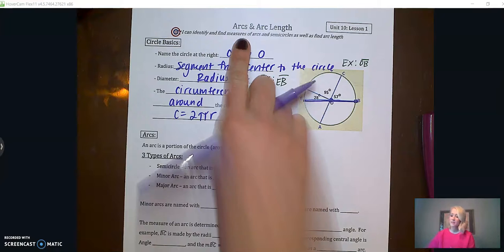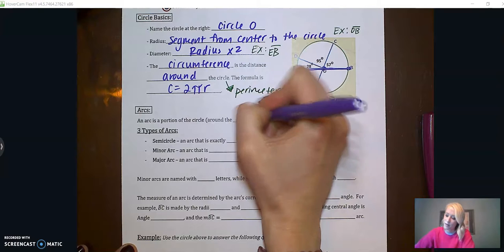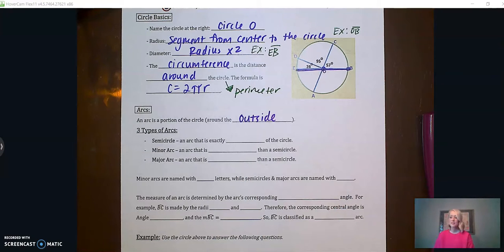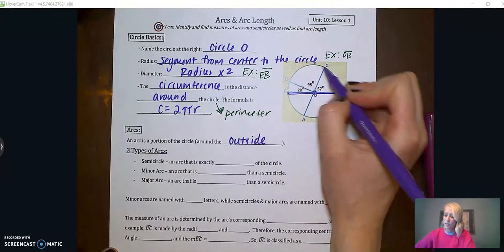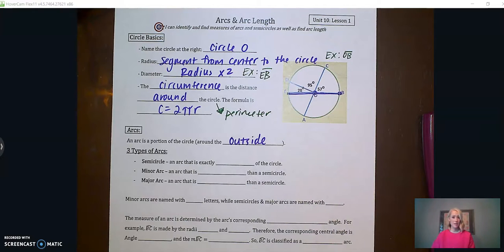It's all about arcs. And before we can find different things in relation to arcs, we need to talk about what is an arc. So an arc is just a portion of the circle around the outside. We just mentioned what perimeter or circumference of a circle is. So just a portion of the outside of the circle. Those pieces are called arcs.